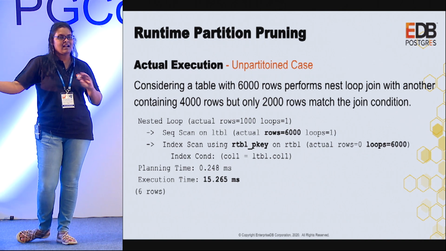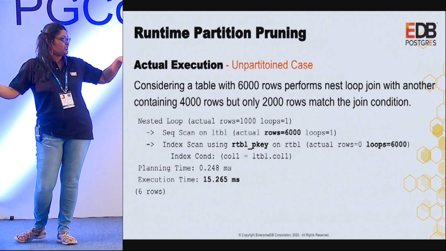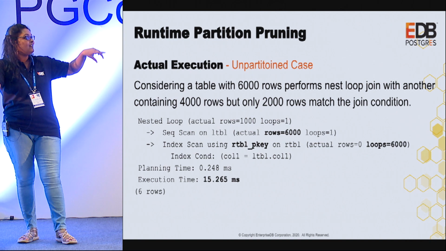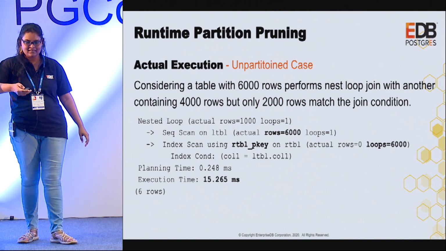When I run the unpartitioned case, it loops 6,000 times in the second table to perform the join, and the time taken is about 15 milliseconds.